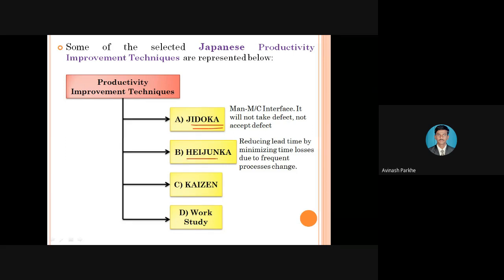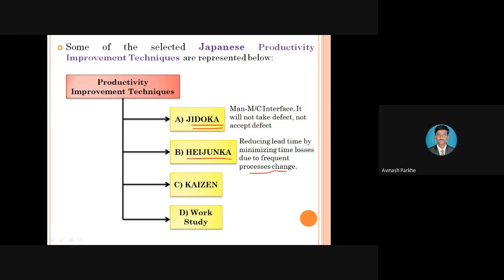Then second, Heijunka. It is also one of the Japanese techniques, used to increase productivity. What does this technique indicate? Reducing the lead time by minimizing time losses due to frequent process changes.